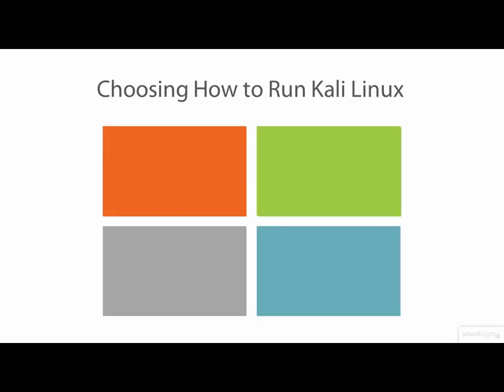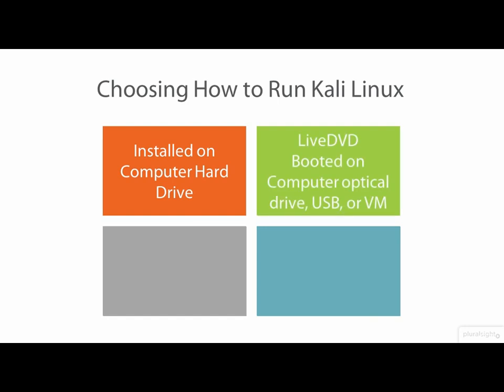Kali Linux can run on many different types of hardware platforms and computing environments. Kali is commonly installed on a laptop or desktop computer's hard drive. Kali is capable of running on many different types of computers, including most of those with Intel-compatible or ARM processors. The quickest way to get Kali up and running is booting from a live DVD disk in a computer's optical drive, from a USB memory stick, or from an ISO file attached to a virtual machine.